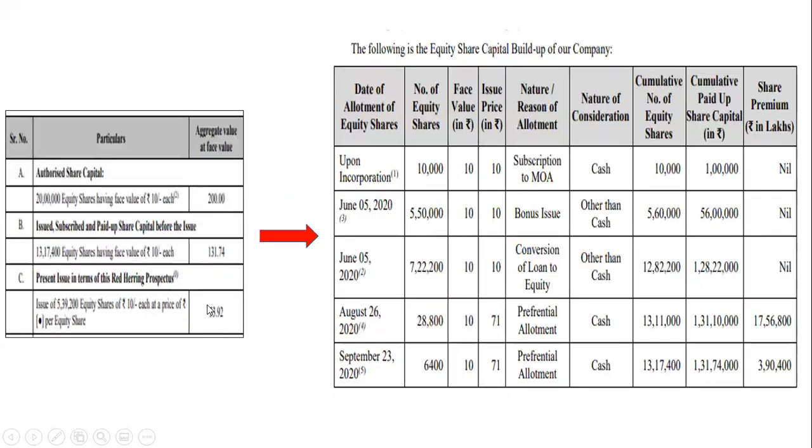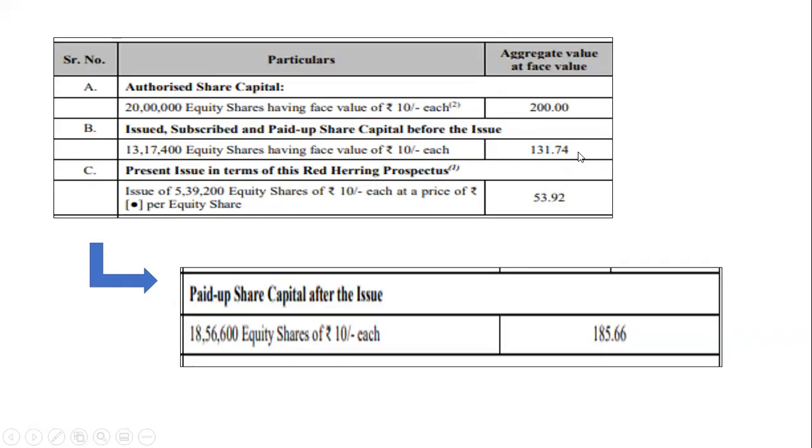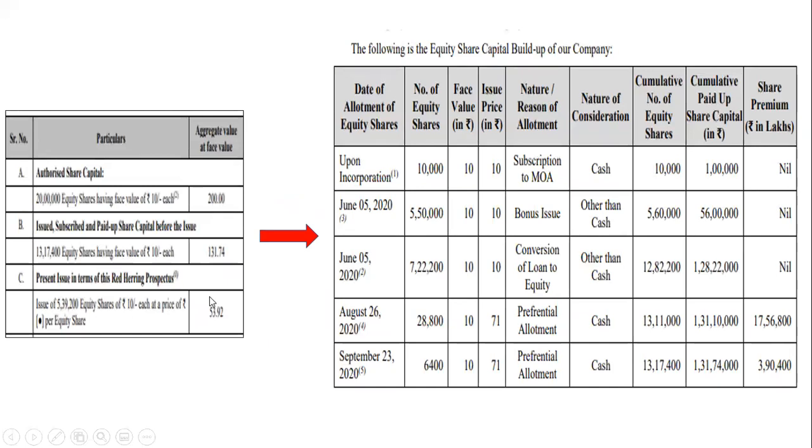But this 131.74 lakhs, how did that change over a period of time? Let us understand this. This 131.74 lakhs got accumulated over a period of time from the date of incorporation till the date of the IPO.